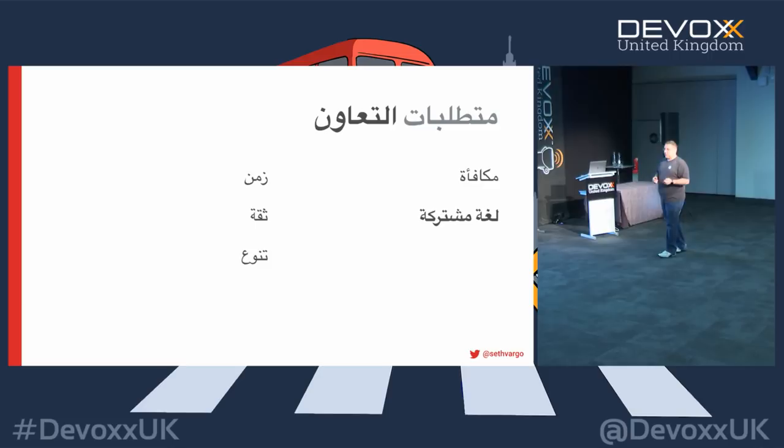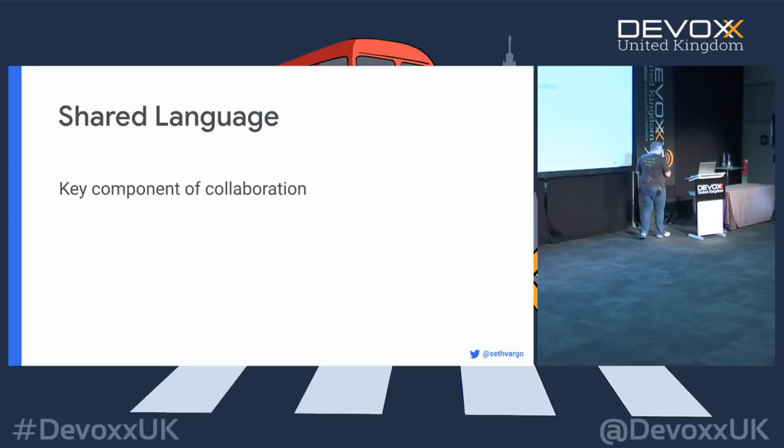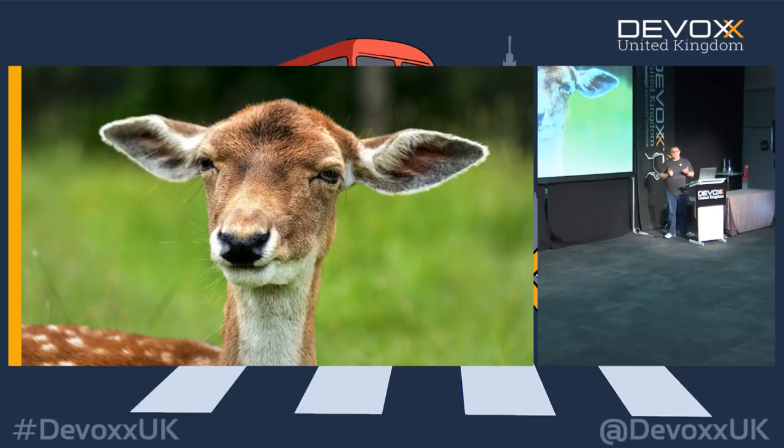So without shared language, we can't collaborate. So I know what you're all thinking. What does any of this have to do with infrastructure as code and Terraform, and why is he talking? What is going on? What was in that sandwich?